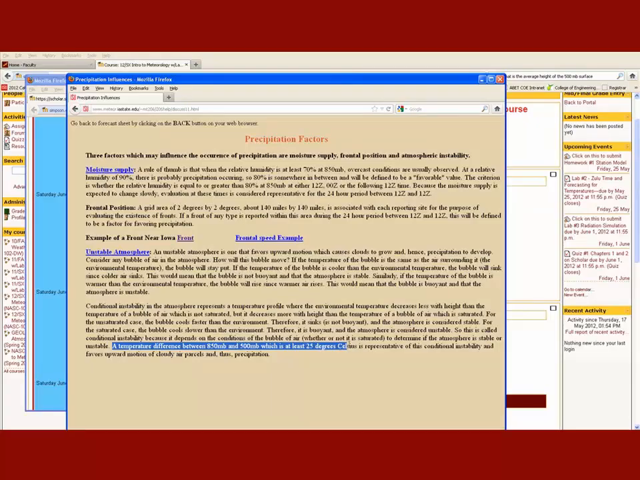If between these two different layers in the atmosphere you have at least a 25 degrees Celsius difference, in other words, if the 500 millibar surface is 25 degrees cooler than the 850 millibar surface, then you have an unstable atmosphere. Well, big whoop. What does an unstable atmosphere mean? That's Chapter 5. We'll get to that soon enough.